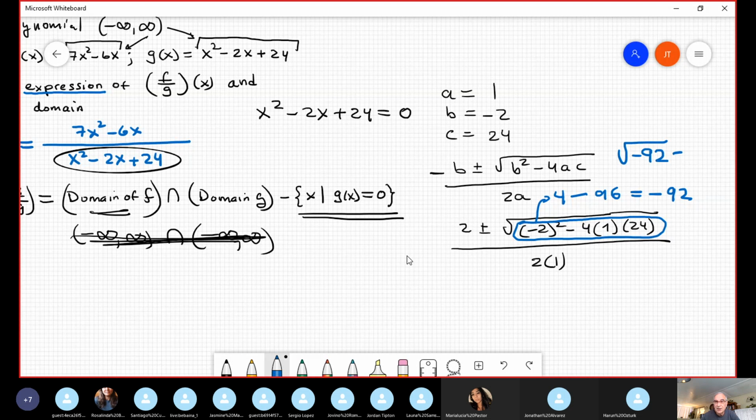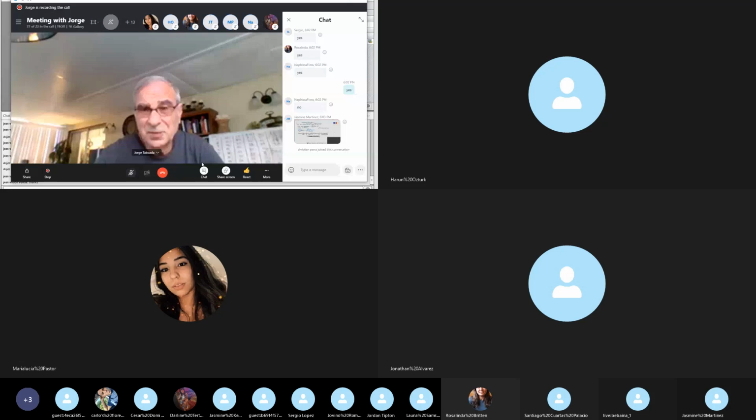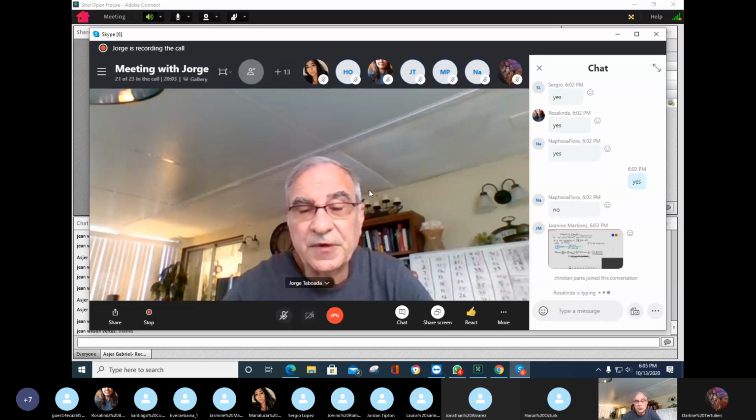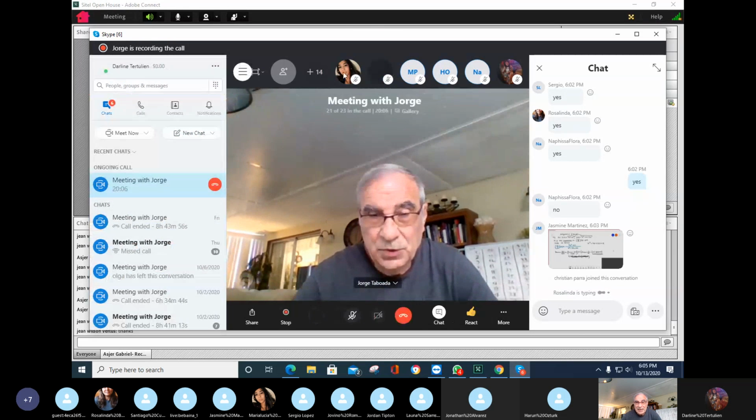Negative 92 under the square root is obviously imaginary, it's i times the square root of 92. We can simplify, but I don't care. The most important thing, I realize at that moment, is that there is no real value that makes the denominator 0. So okay, this is classical in algebra. You try to find something in algebra. I try to do my best. But when you get imaginary or complex, that means the value you try to find does not exist.